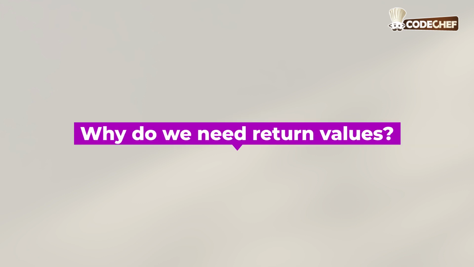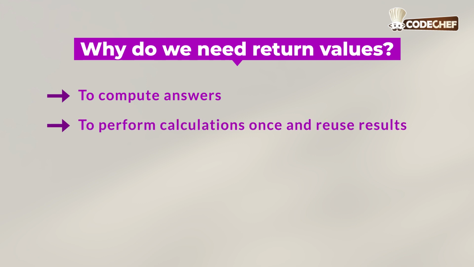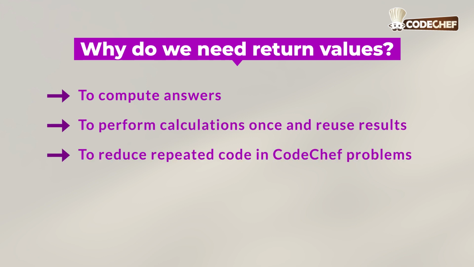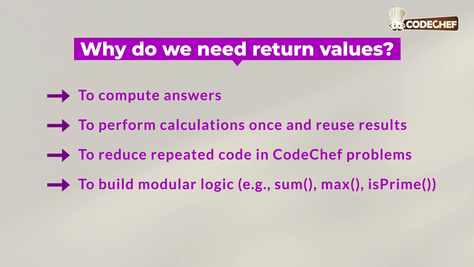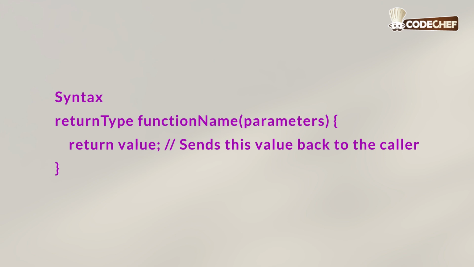Now, why do we need return values? We need return values to compute answers, to perform calculations once and reuse results, to reduce repeated code in problems, to build modular logic, for example, sum, max, prime. The syntax for the same looks something like this. Here, return type tells what type of data the function will return. Return value sends the computed result back. Without a return statement, a non-void function will give a compilation error.